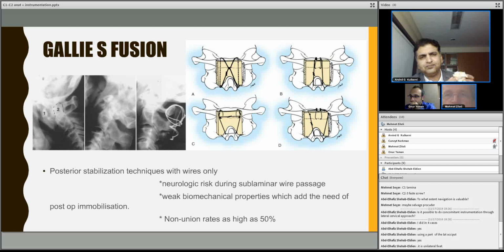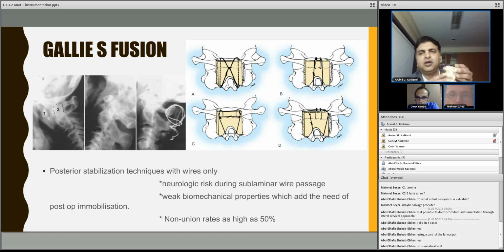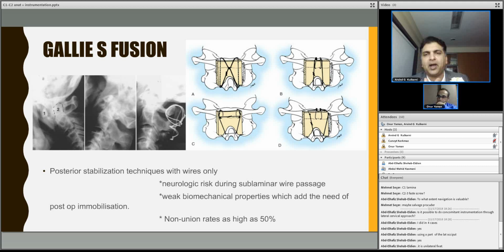It was a good fixation, but it has a high pseudarthrosis rate, close to about 40 to 50%. It was not stable in rotation. The main movement of C1, C2 is rotation, and in rotation it was unstable. That's why it had a risk of pseudarthrosis, and because of which the wire used to pull out and the configuration used to fail. And the other issue with this, I'll show you in the next slides.